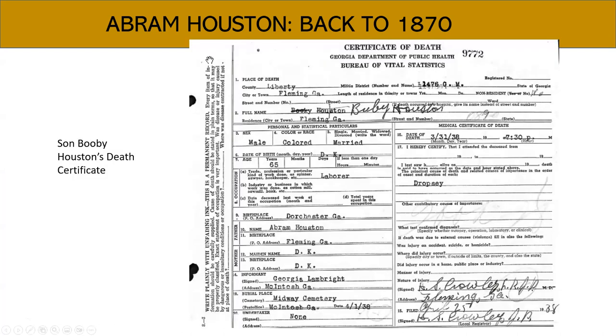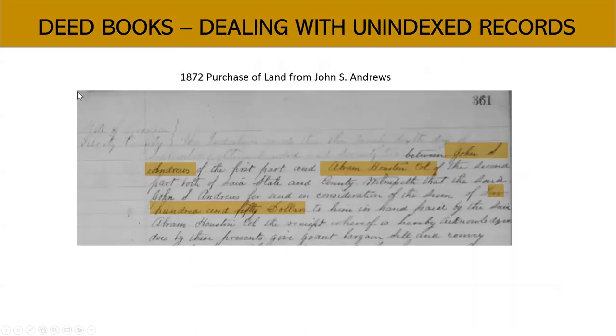I found Abram's son Booby's 1938 death certificate. Of course, death certificates started being recorded in Georgia around 1919, and they're online at Family Search and Ancestry up through the 1940s. For Liberty County, at least, Family Search actually has the better collection. This didn't add a lot to my notes because I already knew that the family was living in the Midway/Fleming area. I also did find tax digest records that indicated that Abram lived until at least 1890, but I didn't include them here.